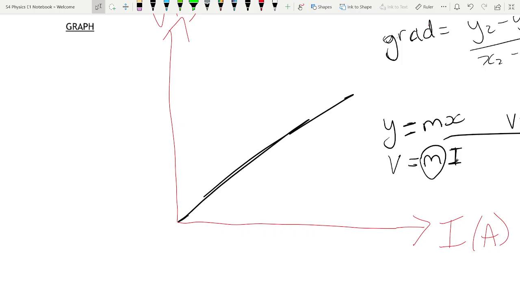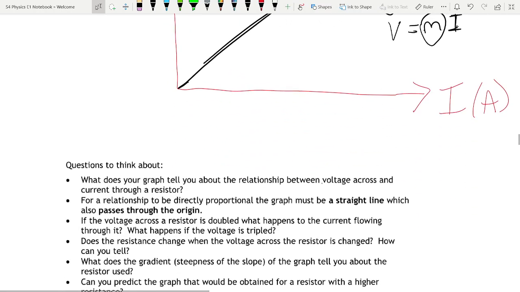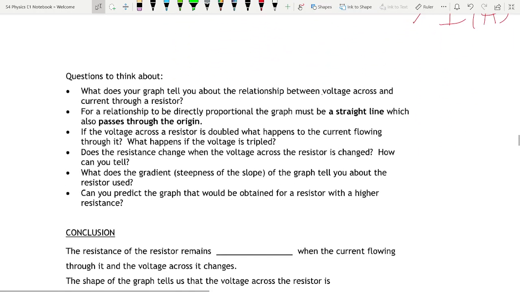But in a directly proportional relationship, that means if one doubles, the other doubles. If one triples, the other triples. So if the voltage across our resistor is doubled, what happens to the current flowing through it? And what happens if it's tripled? Anyone? Felix? Yeah, double or triple. So if the voltage is doubled, the current doubles. If the voltage is tripled, the current triples.